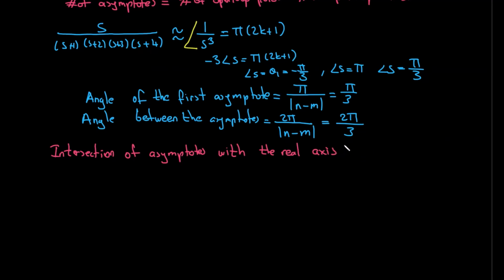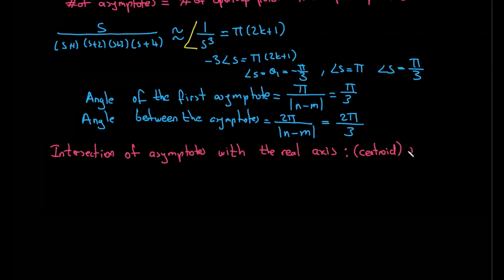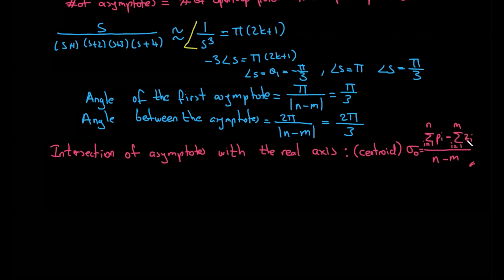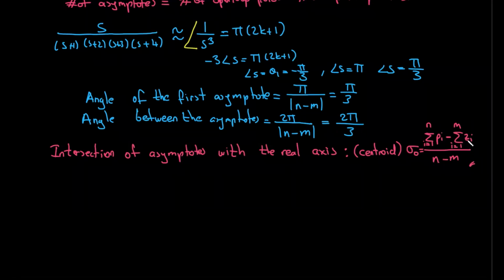And this is sometimes called the centroid of the asymptotes, shown by sigma. That is equal to the summation of poles, i from 1 to n, of p_i, minus the summation of the open loop zeros, divided by n minus m. Okay. So be careful, there's no absolute value here. So it is n minus m, and this is the summation of p_i and the summation of zeros over there.